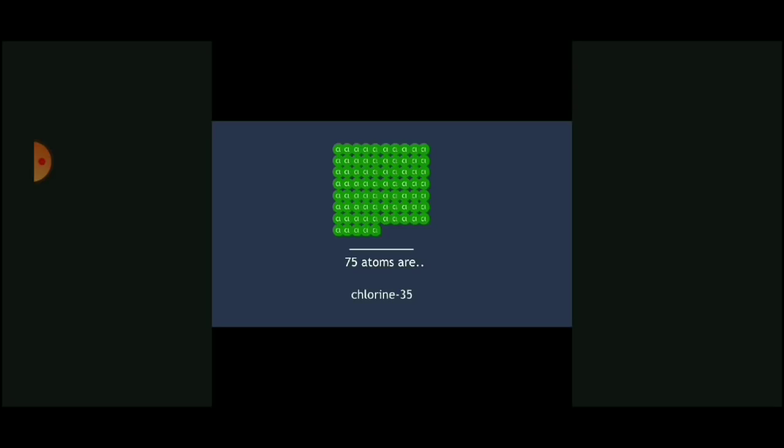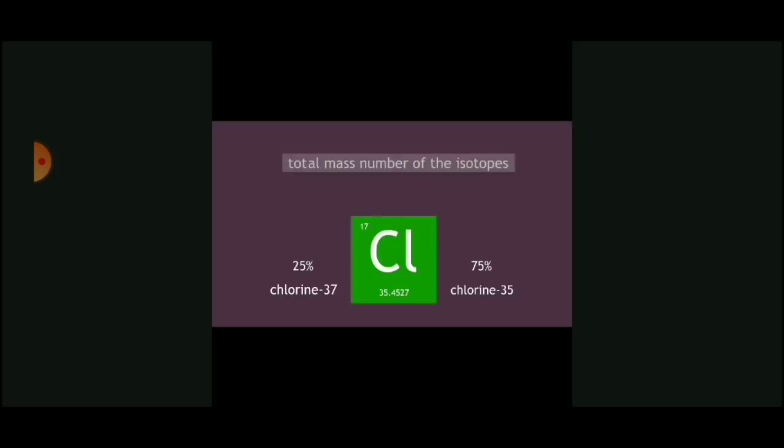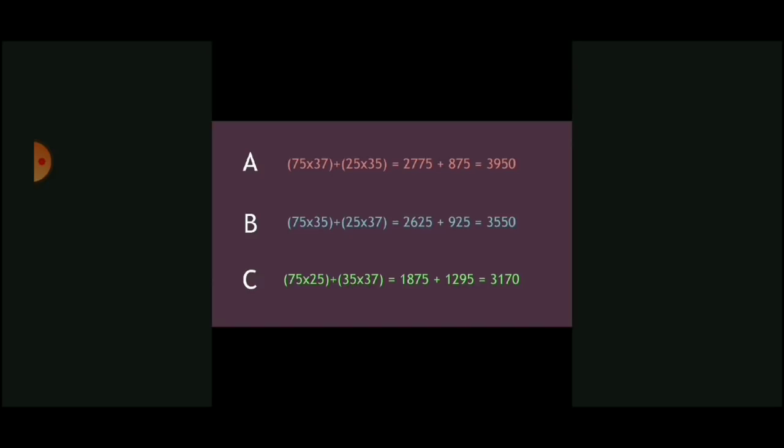There are 75 atoms of chlorine-35 and 25 atoms of chlorine-37. To find the relative atomic mass, we must remember a formula. We have taken two isotopes: the mass number of the first isotope into its percentage abundance plus the mass number of the second isotope into its percentage abundance, which gives you the total mass number of the isotopes. So the mass number we have to take. Now you are given three answers. Your answer B is correct.